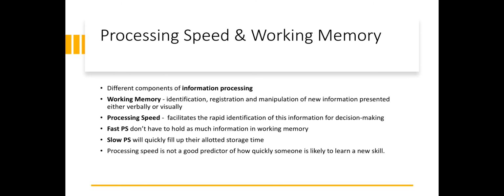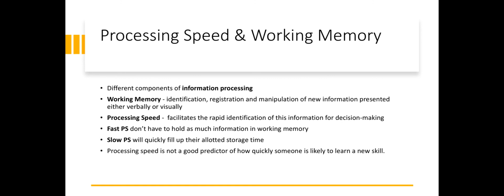So processing speed and working memory, and I've done another separate video on processing speed for you. They are both about information processing, but they are different components of it. Working memory is that initial identification, registration, but specifically we're talking about the manipulation of information, and of course this is verbal or visual information. Processing speed is more about the rapid identification of information, and we use this for decision making.